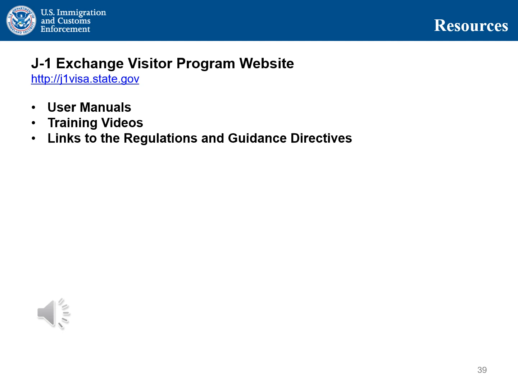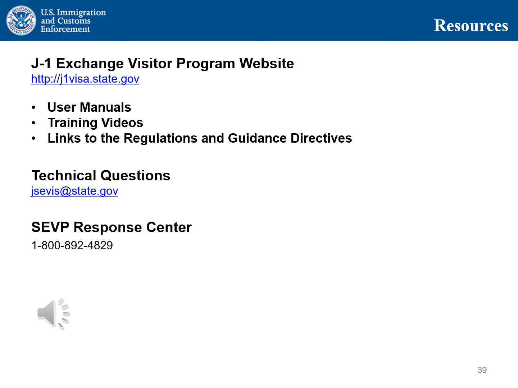Send an email to the jsevis@state.gov email address for any technical questions you have regarding SEVIS. All questions regarding policy should be directed to your program officer in the Office of Private Sector Exchange Designation. Call the SEVP Response Center for other SEVIS-related questions or to submit a data fix.